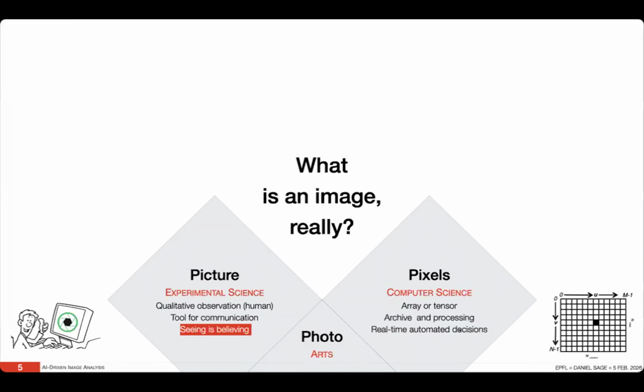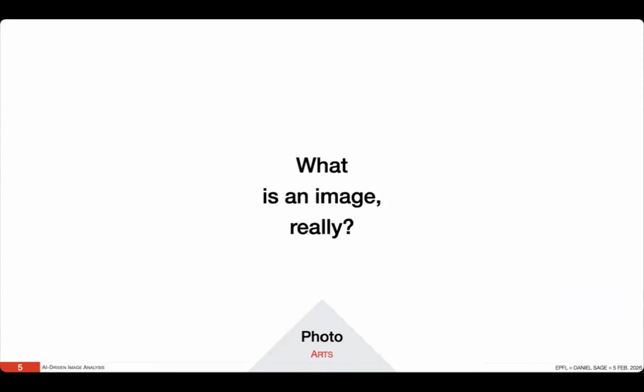And for a computer scientist, an image is a set of pixels, grouped in an array, or now we say tensor when we have multiple dimensions. It's to help to archive phenomena, or to do some processing, or to take a decision. So at the end, we have only an array of pixels. So that's a way to see an image. But there are other ways to see an image also.